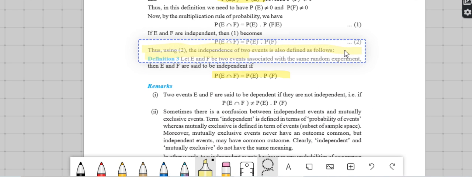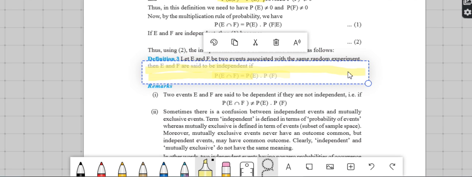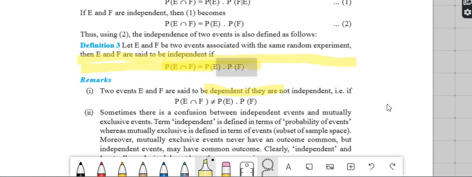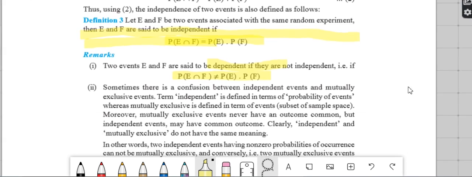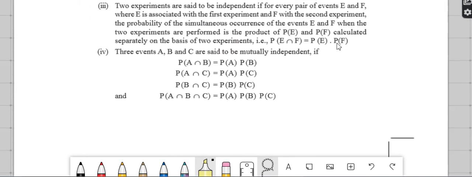Alright, now when can we say these two events are non-independent, or dependent? The answer is very simple. P of E intersection F is not equal to P of E into P of F. Please be careful. Alright, so please go through these few remarks and try to understand.